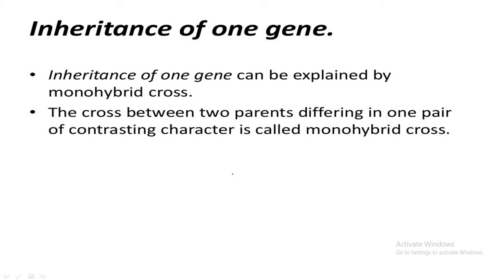Now, inheritance of one gene. Inheritance of one gene can be explained by monohybrid cross. The cross between two parents differing in one pair of contrasting characters is called monohybrid cross. Based on his observation on monohybrid crosses, Mendel proposed two general rules in order to consolidate his understanding of inheritance in monohybrid crosses. Today, these rules are called the principles or laws of inheritance, which we will be discussing after some time. But let us see the monohybrid cross first.